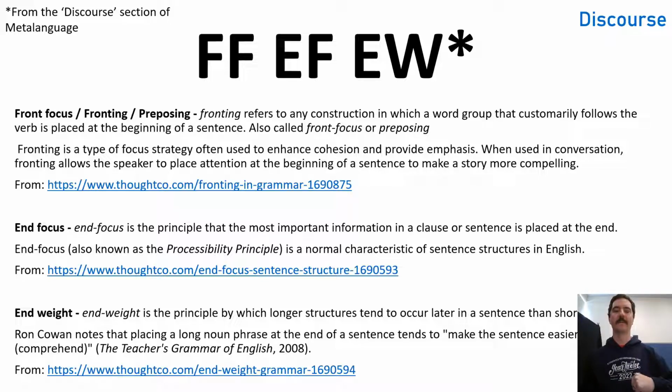If you even just think of the dog was kicked by me or something like that, the end bit kind of brings the punch. So to use front focus, fronting, or pre-posing is usually used for effect, mostly to entertain, to draw attention to things, to emphasize. It has a series of effects.